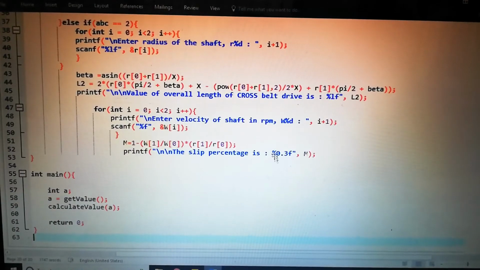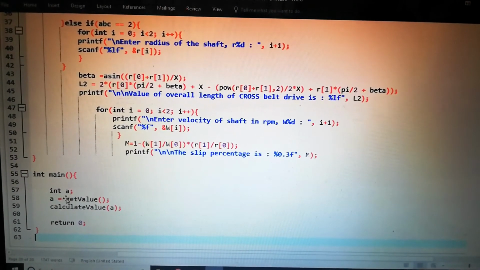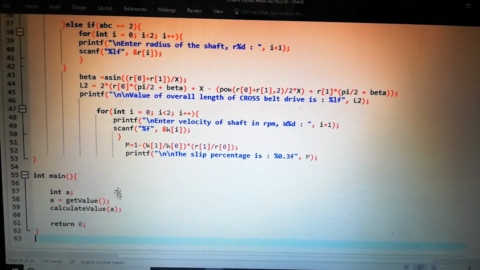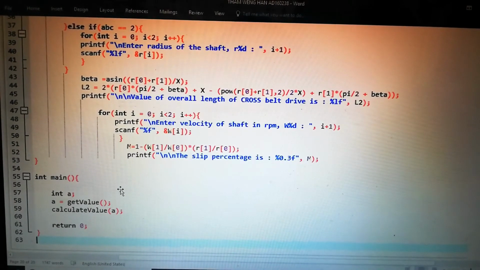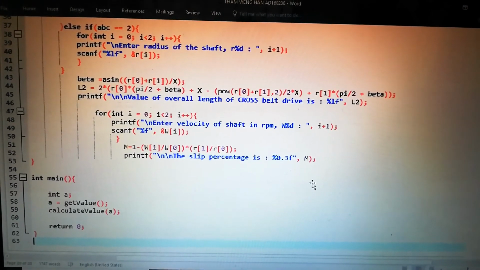So after the end of our program, we go back to the main integer n, which is the get value. This is for the value of 1 or 2, whether it is choosing the open belt drive or the closed belt drive, and hence we return 0. This is the end of our program.